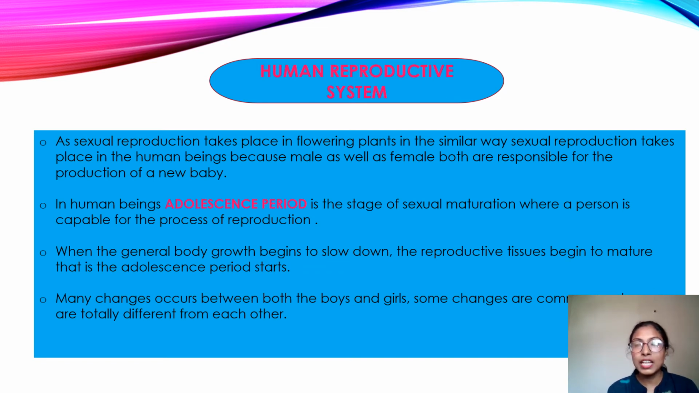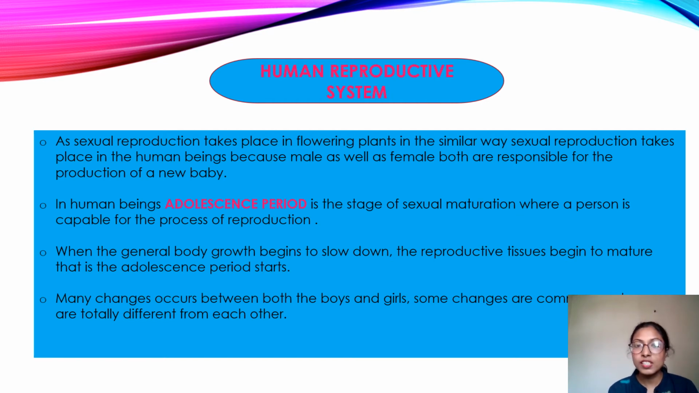Now, we all know that a flower consists of the reproductive parts. So, definitely, a human being also will have the reproductive parts. Those reproductive parts are present in our body, but when they mature, only at that time the reproductive phase starts in a particular human being. So the adolescence period is the stage where the reproductive parts start to mature.